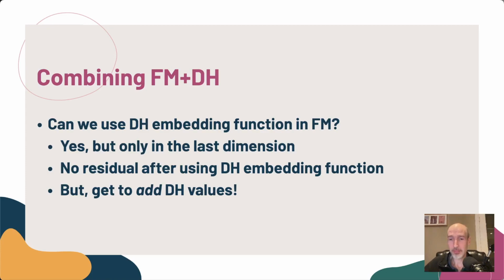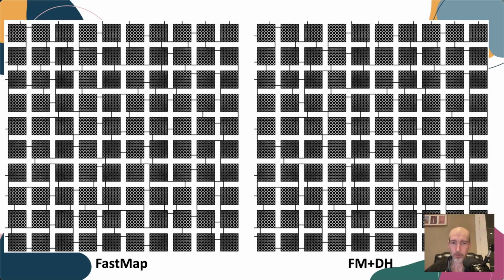Now, that may seem disappointing, that we can only use it once, but it ends up that a differential heuristic is capturing a lot of residual, and we get to add it together because it's still part of the FastMap process, and because we can add it together, this is going to be very powerful. So we're going to demonstrate here. On the left-hand side, we'll show FastMap. This is a 2-dimensional FastMap. And on the right-hand side, we have FastMap where the second dimension is a differential heuristic.